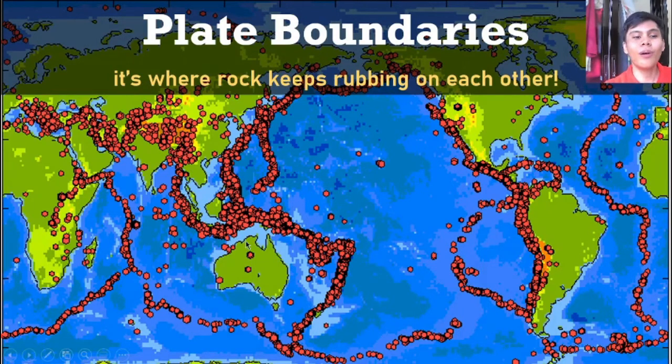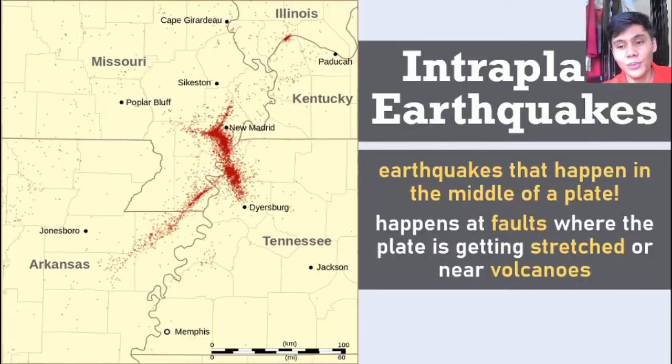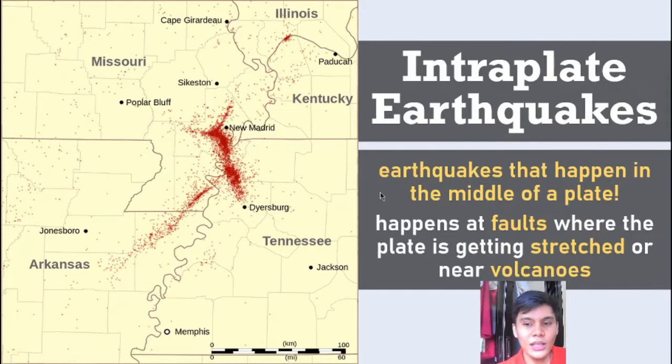This is a map of the earthquakes that are logged around the world, but it's an old map, and it also gives us a good idea of the plate boundaries. So we have the Philippine plate there, the Pacific plate here, but there's also earthquakes in the middle of these plates, but they're very, very rare. So again, it's not just at plate boundaries, we also have earthquakes in the middle of plates. We call them intraplate earthquakes. So they happen at faults where the plate is getting stretched, so the actual plate itself might even break apart. And the plate can also have an earthquake if it's near volcanoes.